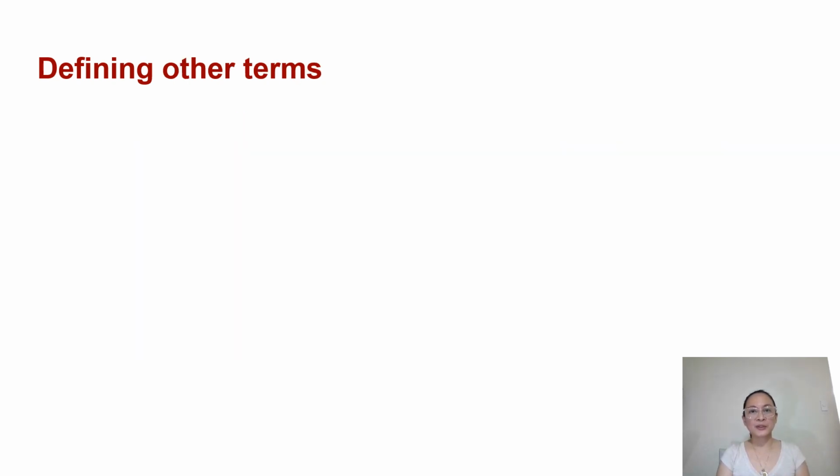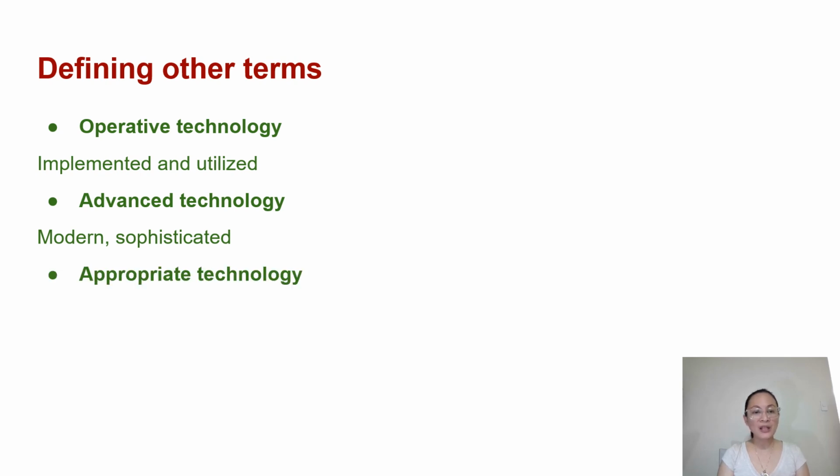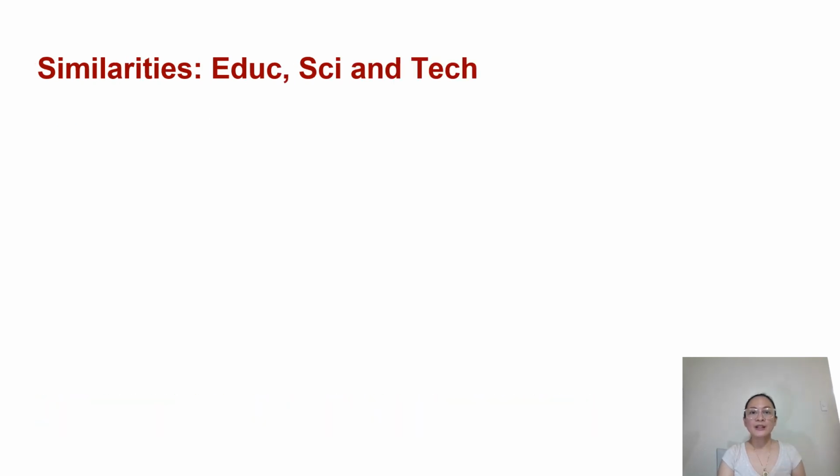Other terms that were repeated multiple times in our module are operative technology. These are the technology that are implemented and utilized. Advanced technology, these are the new, modern, and sophisticated technology that have promising use. And appropriate technology, which is defined as a tool or practice that is usually the simplest and most benign solution to a problem.